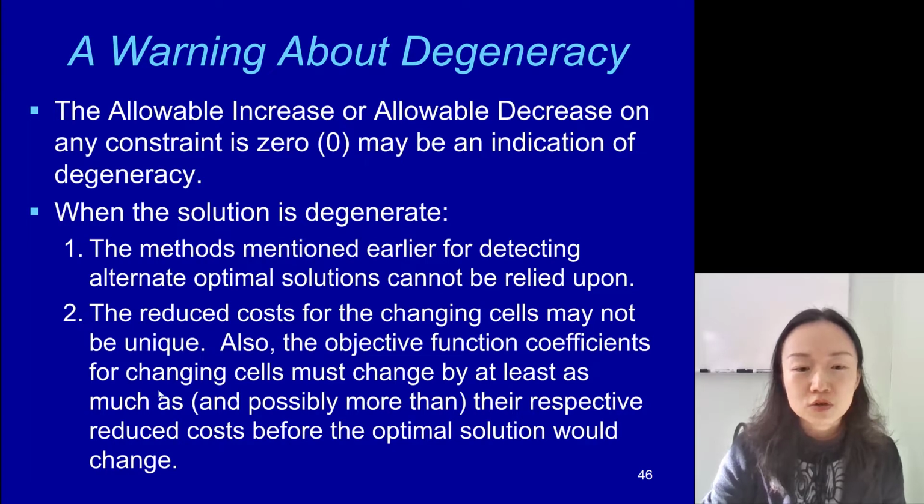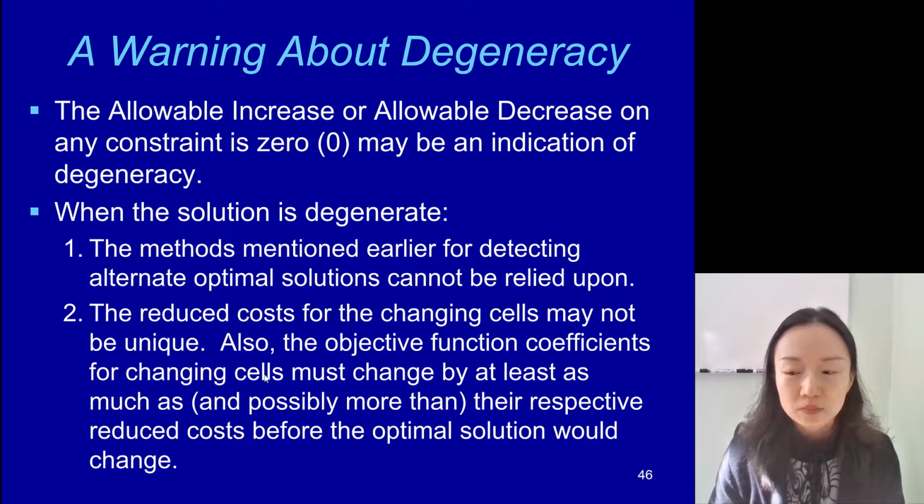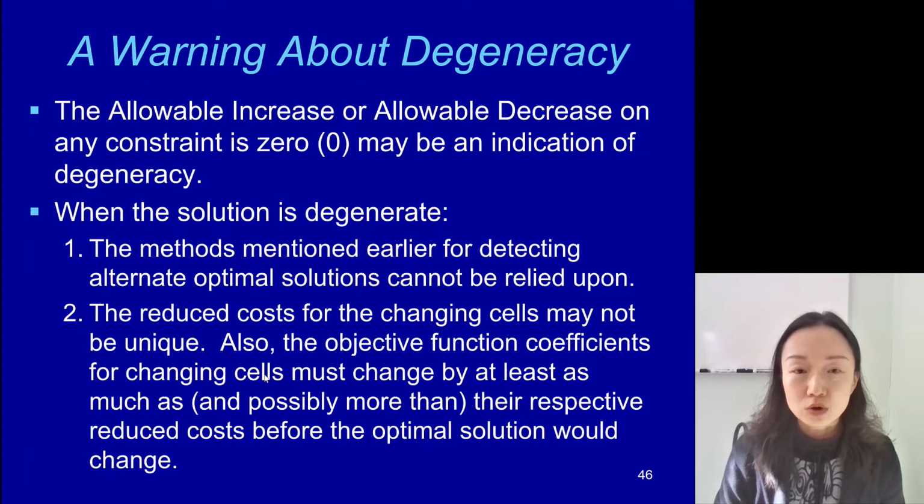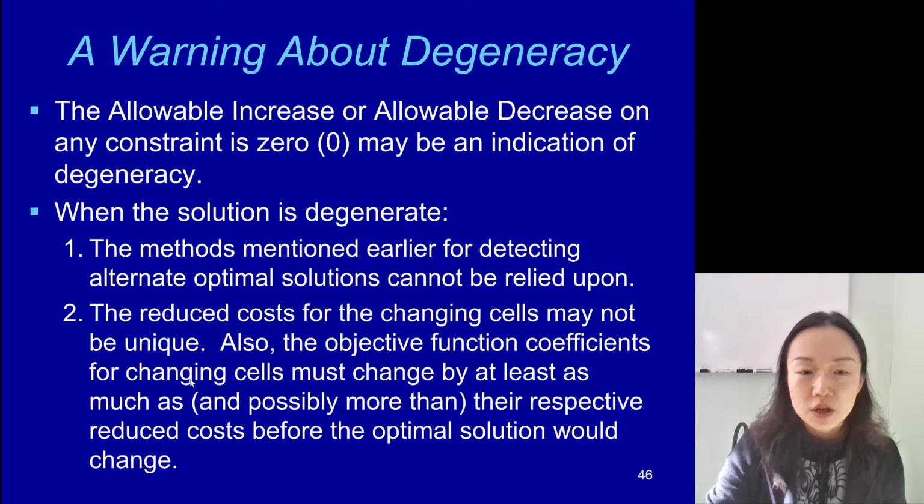Also, the objective function coefficients have their allowable increase and decrease ranges, in which, if the problem is not degenerate, then we can tell that if the objective function coefficient changes outside of those ranges, the solution will change for sure. However, when the problem is degenerate, the objective function coefficients may need to change more than their reduced cost before the optimal solution would change.